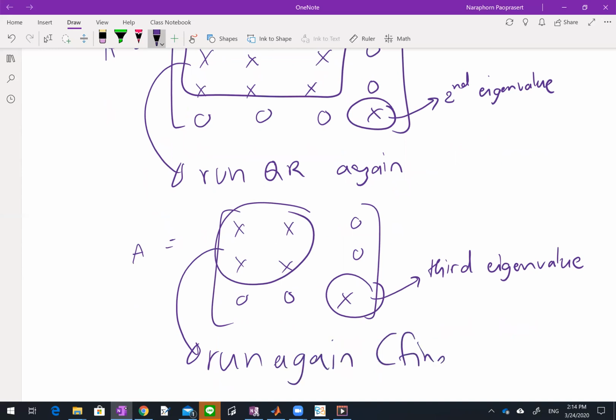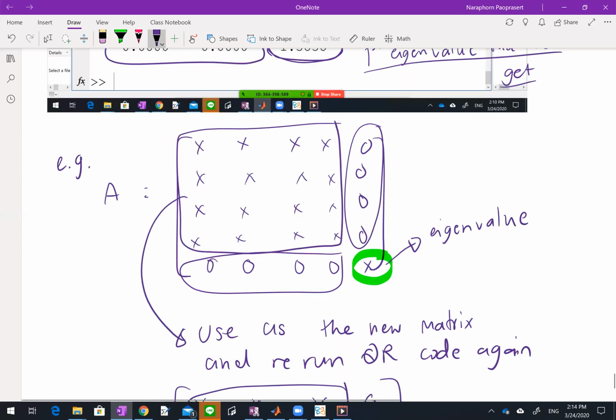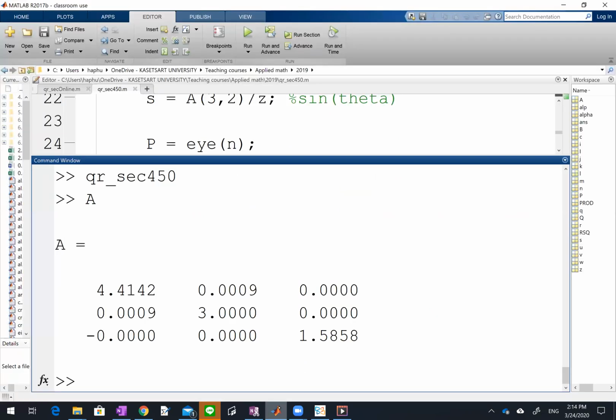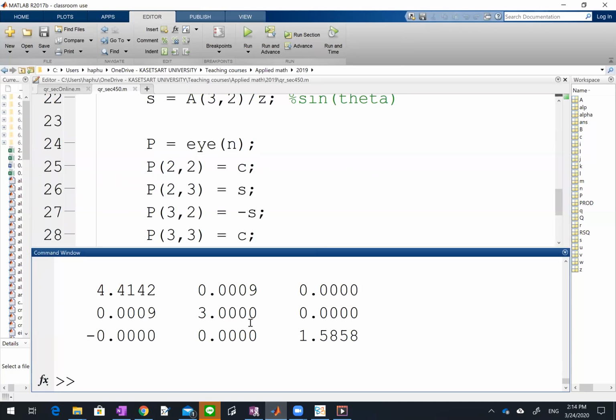Once you reach the 2 by 2, you just need to run it again until these two numbers are pretty much close to 0. So we want these numbers to be close to 0. In this example, I just assume that by running it 20 times, you can pretty much get these two numbers to be close to 0.